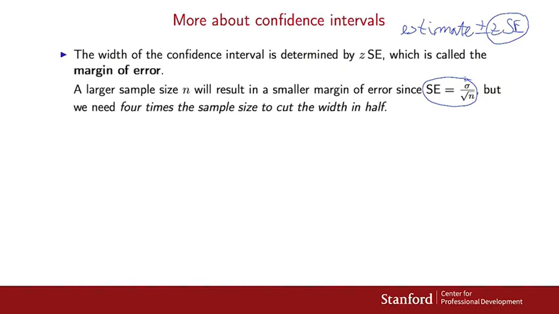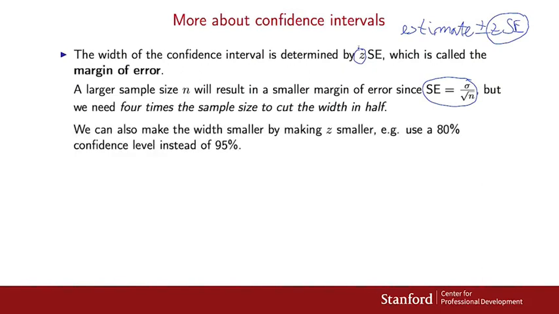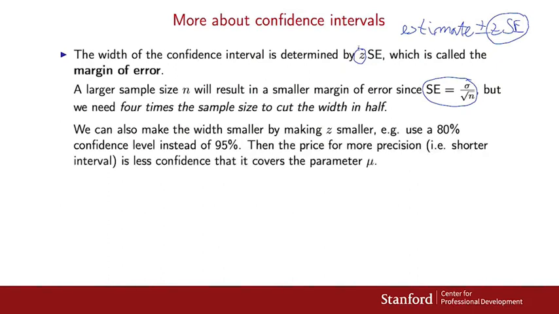Another option to make the confidence interval smaller is to make z smaller. Remember, z is determined by the confidence level. So we can make z smaller by choosing a smaller confidence level. For example, instead of using a confidence level of 95%, we could use 80%. So there's a trade-off here. We would get a smaller confidence interval at the cost of having less confidence that it covers the true parameter mu.